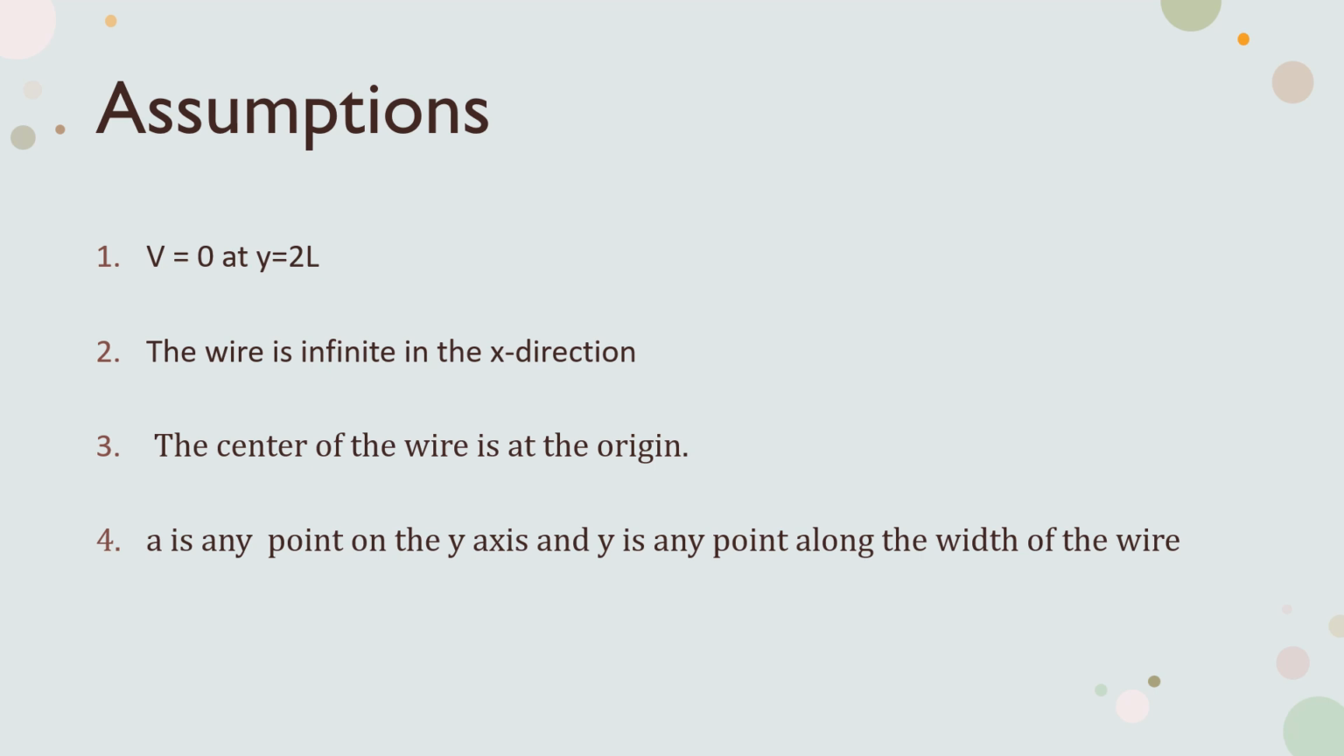The last assumption that we have is that the variable a is any point on the y-axis, and the variable y is any point along the width of the wire. Having these two variables defined and having them separate for these two different distances is useful in setting up the integrals in our calculation section again.